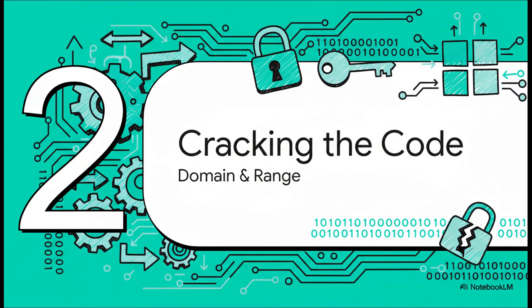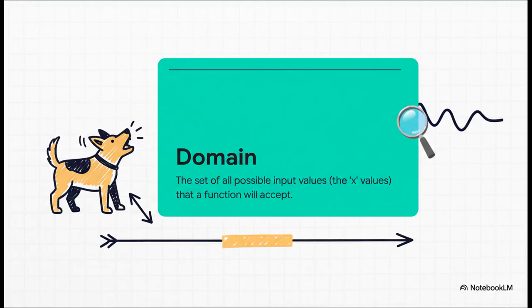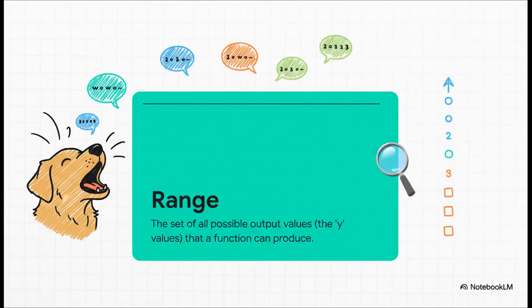Mathematicians, of course, have official names for this stuff. And once you know them, you've pretty much cracked the code. First up, we've got the domain. This is just the fancy name for the set of all possible inputs. So for our dog puzzle, the domain was any number of seconds bigger than 0, but less than 180. It's basically the list of ingredients the function is allowed to use. And the outputs? Well, that's called the range. The range is the complete set of everything the function can possibly spit out. For our barking dog, the range was all the whole numbers: 0 barks, 1 bark, 2 barks, and so on.